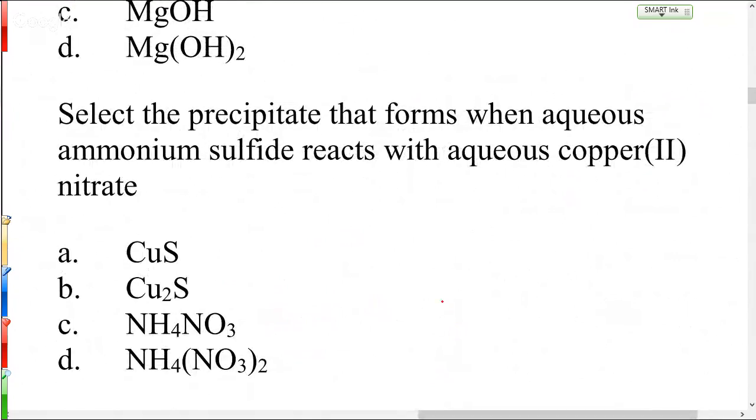Okay, next one, same question. Now we don't have an alkali metal. Let's see if we can figure it out anyway. You want to make a guess? Copper sulfide? Yep, that's right. How do you know it was copper sulfide? Because the other product, ammonium nitrate, would be soluble.